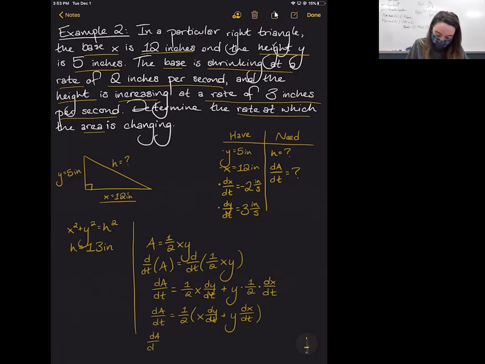So dA dt equals 1/2 times 5 times 3 plus 5. Oh goodness, not 5. That should be a 12. Sorry, this should be 12 times 3 plus 5 times -2.